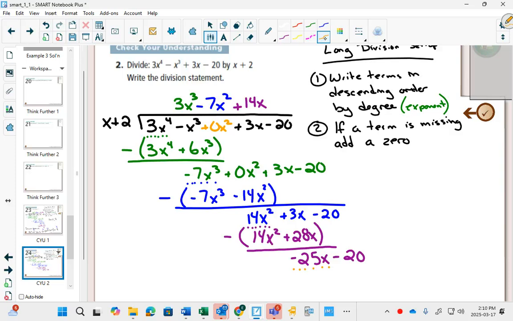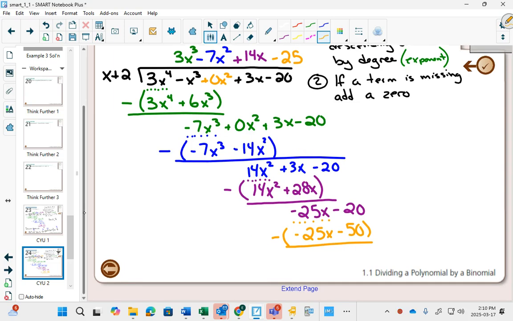I have a minus 25x. What could I multiply x by to get a minus 25x? Minus 25. Minus 25 times x gives minus 25x, and minus 25 times 2 is minus 50. Put it in brackets and subtract. That'll go away. Negative 20 minus a negative 50 is positive 30. That is your remainder. A remainder of 30.